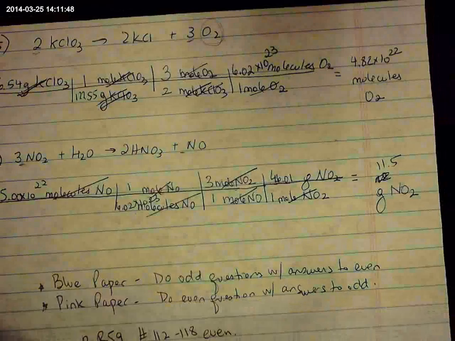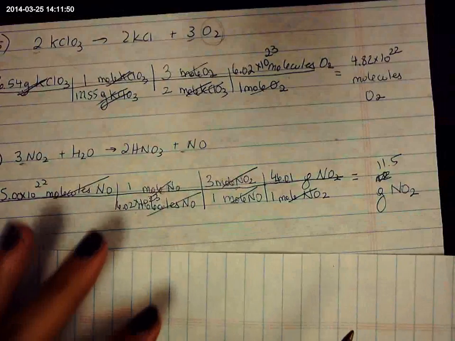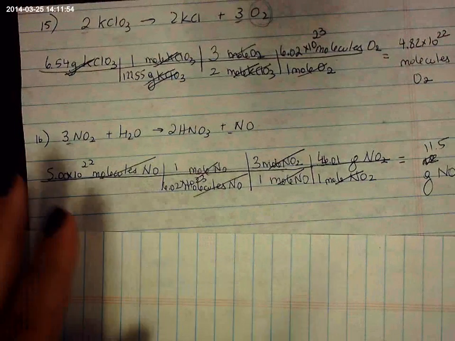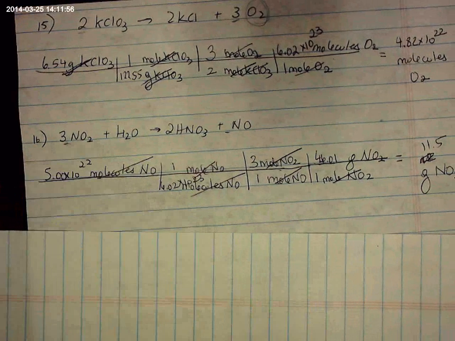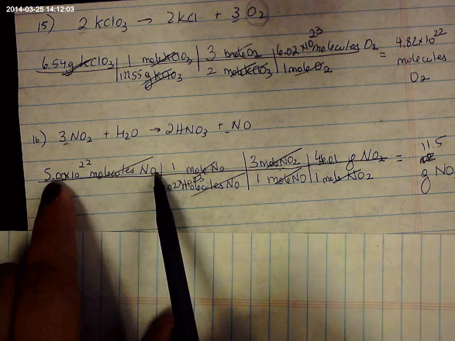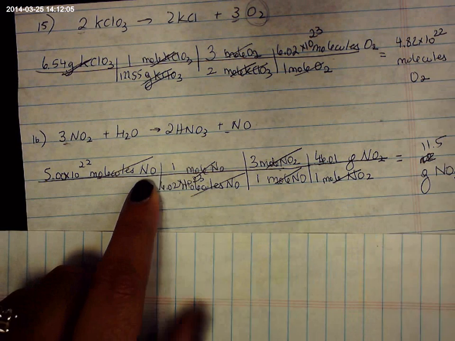Alright, last question, number 16. I have this reaction, 3NO2 plus H2 yields 2HNO3 plus NO. They tell me that I have 5.00 times 10 to the 22nd molecules of nitrogen monoxide, so I go ahead and write that in the far left. And they want me to change this to grams of nitrogen dioxide.